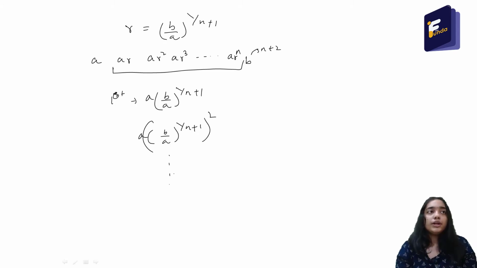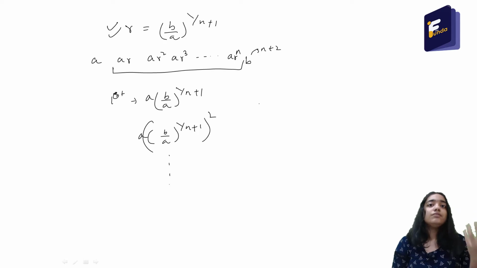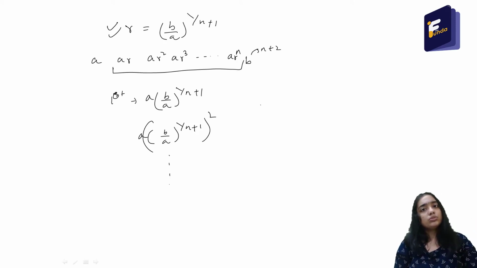So you don't need to remember this, okay? Don't remember this, because when I give the question, you can just think that these numbers are in geometric progression, and you can apply the formulas that we have already learned about geometric progression. You don't need to memorize that r equal to (b by a) whole to the power 1 by n plus 1. Without remembering also, you can easily solve the questions. So let's solve the first question.